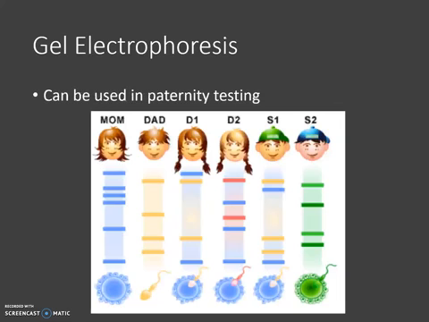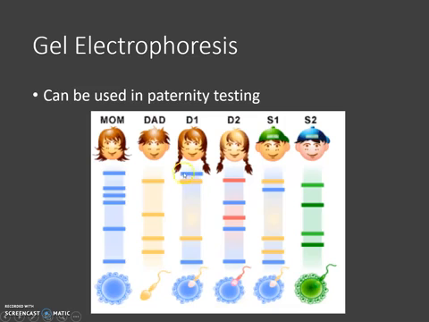Gel electrophoresis, or DNA fingerprinting, can also be used to determine paternity testing. So if we take a look at here, we've got mom's DNA in blue, and her bands lined up here. Dad's DNA in yellow. But you look at daughter number one. So daughter number one is definitely the daughter of mom and dad because she has some bands that match up with mom and some that match up with dad. But they all match up with at least one or the other. And that's because her genetics come from her parents.